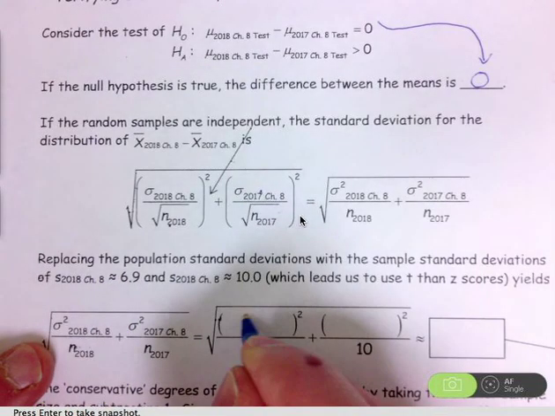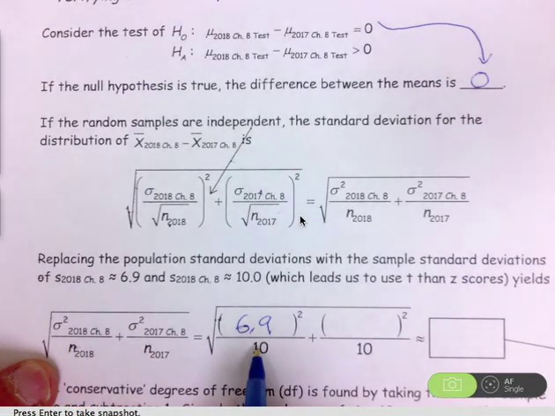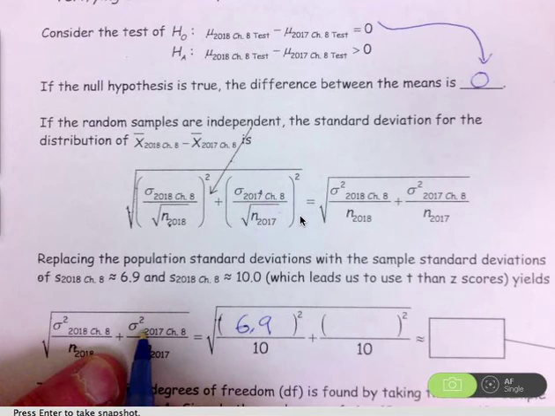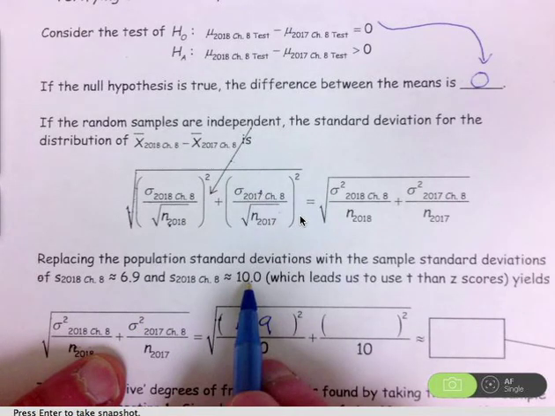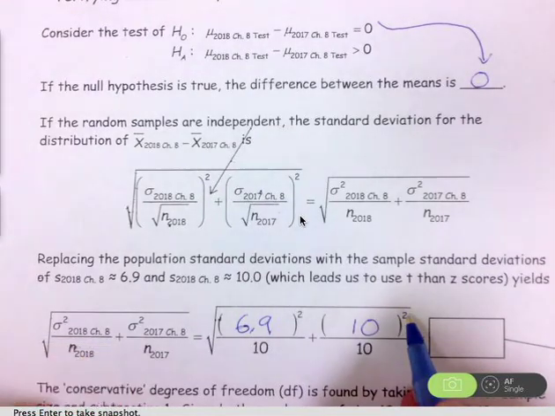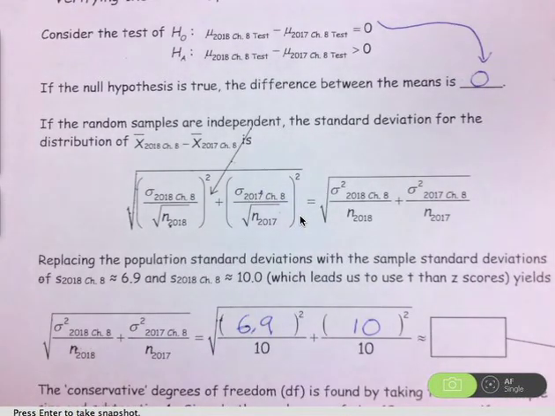That was 6.9. So we need to square it. The sample size, we took random samples of 10 in both years. So here is the variance for 2017. The standard deviation is about 10, so we need to take the 10 and square it. So this expression then will give us the standard deviation. So let's calculate its value.